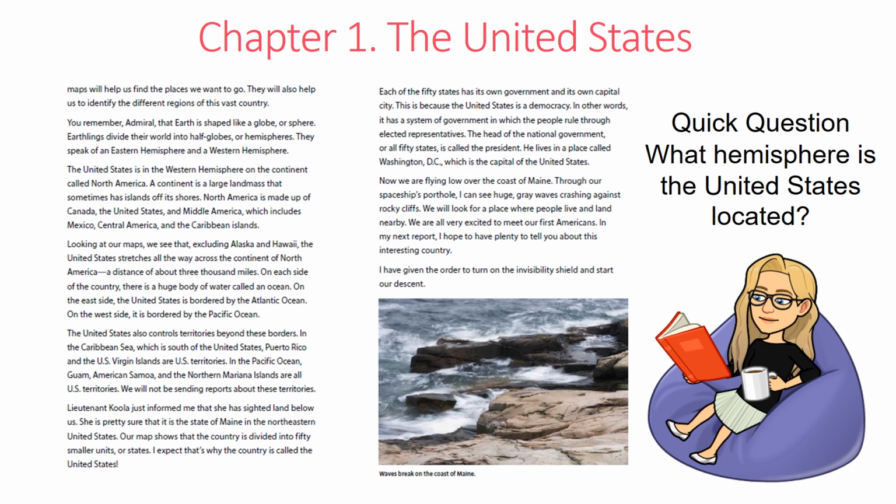Now we are flying low over the coast of Maine. Through our spaceship's porthole, I can see huge gray waves crashing against the rocky cliffs. We will look for a place where people live and land nearby. We are all very excited to meet our first Americans. In my next report, I hope to have plenty to tell you about this interesting country. I have given the order to turn on the invisibility shield and to start our descent.